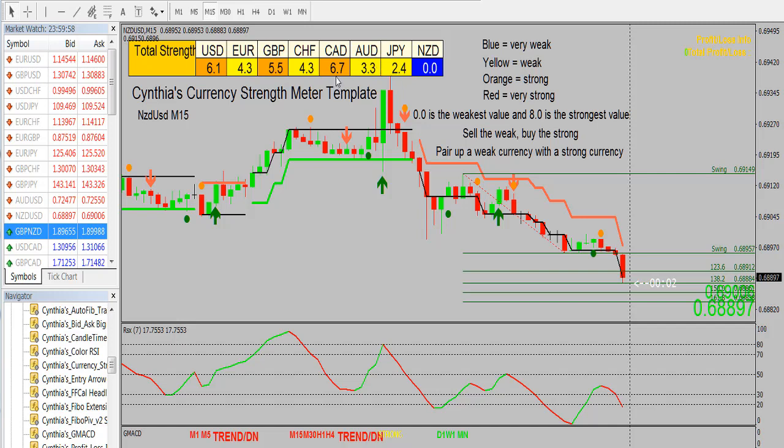And then we have orange, which is strong, and then there's usually a red currency in the meter, but right now it's the end of the day on Friday.